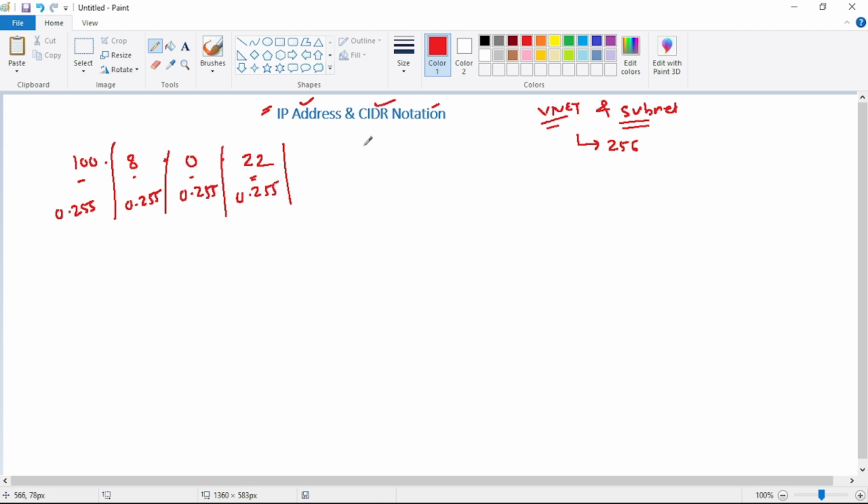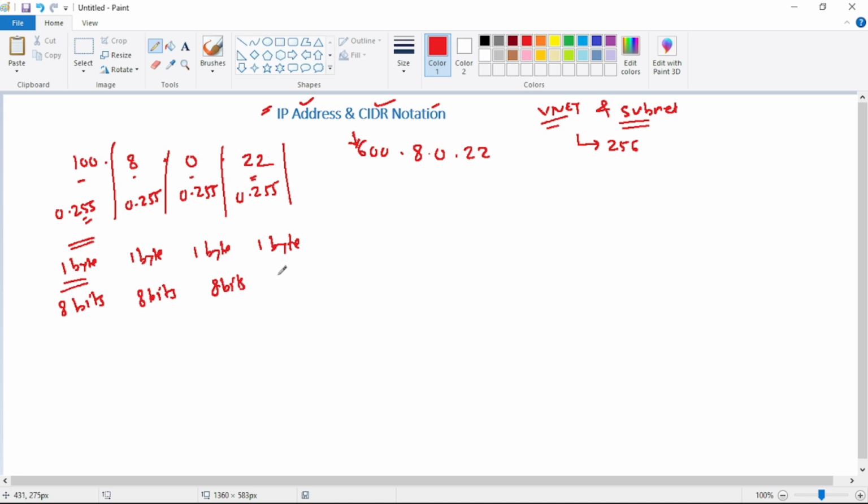So for example, this cannot be an IP address. Let's say 600.8.0.22. It cannot be an IP address because this 600 is greater than 255. Now guys, again, this IP address has 4 parts and each of these parts is 1 byte. So this is 1 byte, this is also 1 byte, this is also 1 byte and this is also 1 byte. And this 1 byte is nothing but 8 bits. Okay, so again, this contains 8 bits, this also contains 8 bits, and this also contains 8 bits.